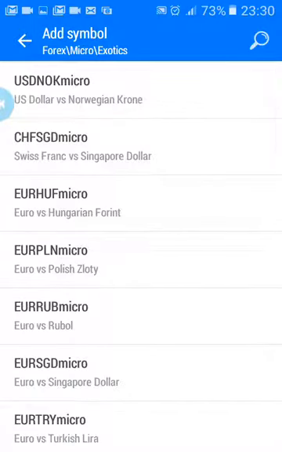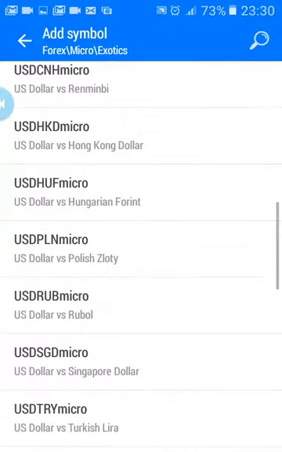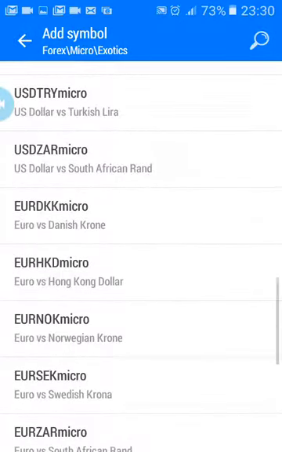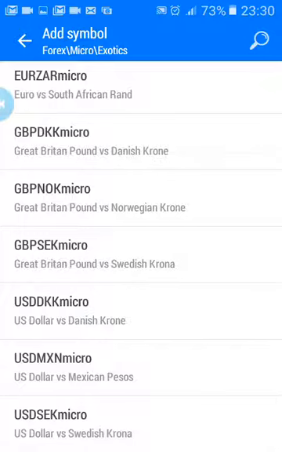Okay, the exotics are those type of currencies which are expensive, and most traders don't trade them. Their spreads are so expensive that the majority of traders out there don't trade them.